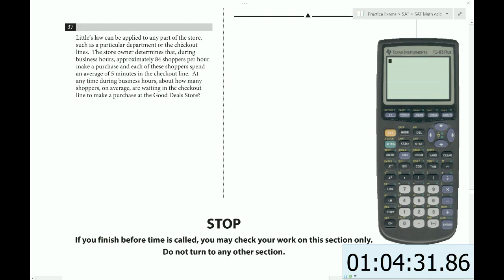Little's Law can be applied to any part of the store, such as a particular department or the checkout lines. The store owner determines that during business hours, approximately 84 shoppers per hour make purchases. Each of these shoppers spends an average of 5 minutes in the checkout line. At any time during business hours, how many shoppers on average are waiting in the checkout line to make purchases?